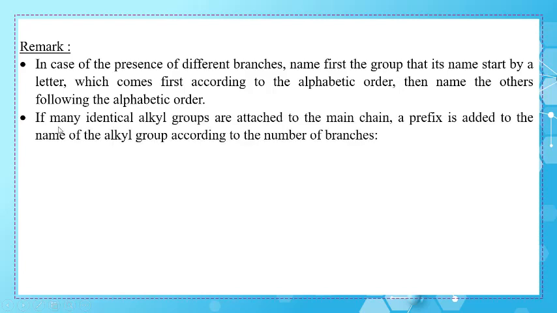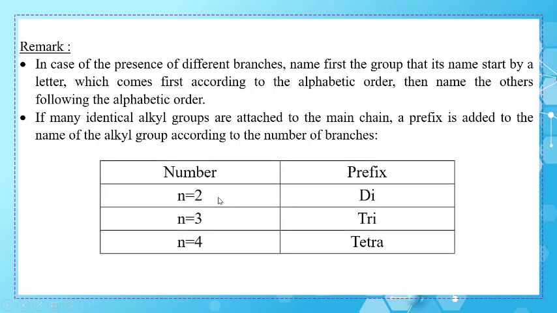The second remark: if many identical alkyl groups are attached to the main chain, as in our case where we have 2 methyl and 1 ethyl, a prefix is added to the name of the alkyl group according to the number of branches. For example, if we have 2 methyl, we say dimethyl. If we have 3 ethyl, for example, we say triethyl, 4 tetra.